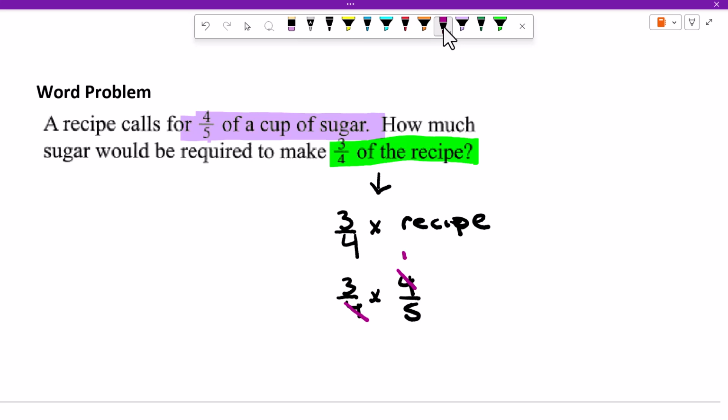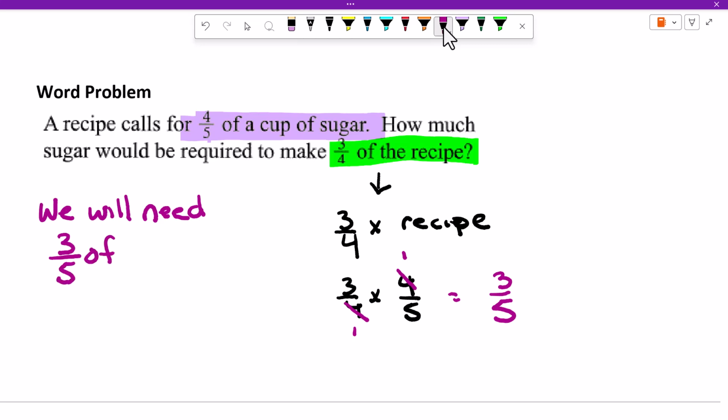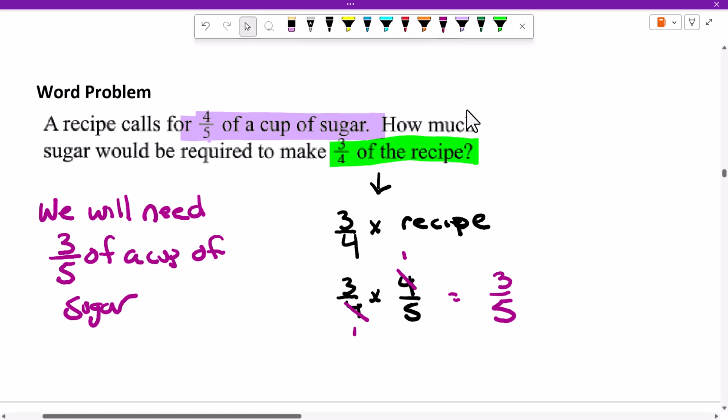You can, but once you have the 2s, you can also divide the 2s by 2. There are no 2s. We're dividing by 4. Oh. So we're going in one step. So multiply the tops together, multiply the bottoms together, 3 over 5. So we can say we will need 3/5 of a cup of sugar. Okay? And that is it for today.